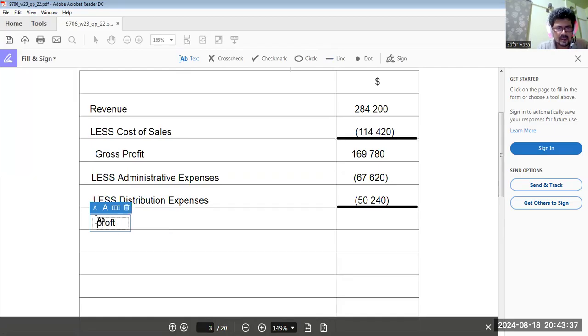Profit from operations. That is how much? 169,780 minus 67,620 minus 50,240 is 51,920. Profit from operation 51,920. Okay, now we have to deduct finance cost.